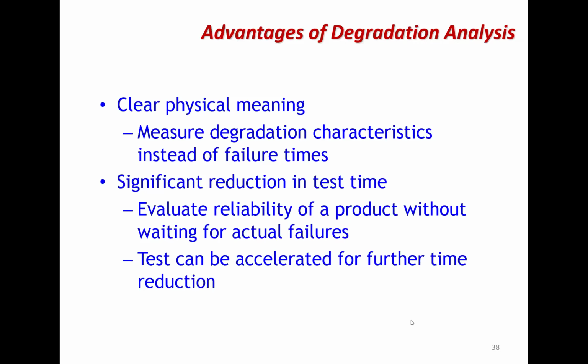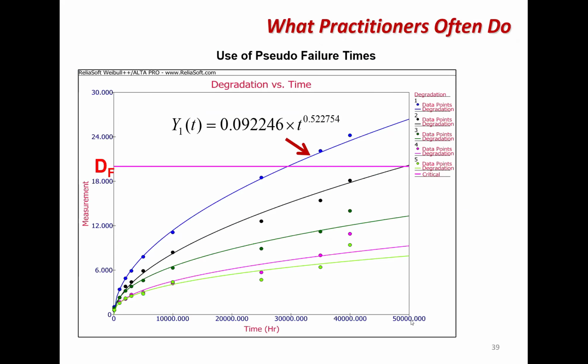Sometimes we measure vibration, by doing vibration analysis in order to capture, for instance, the power of vibration on certain characteristic frequencies. We also look at how we can use degradation analysis to significantly reduce testing time. As I said, instead of monitoring failure times, we collect degradation data, and we can do reliability analysis before failure occurs, which is a big time-saving method. We can evaluate the reliability of the product without waiting for actual failures, and we can also be more aggressive. We can test units or materials under accelerated testing conditions, so-called accelerated degradation testing, so that we can reduce testing time further.